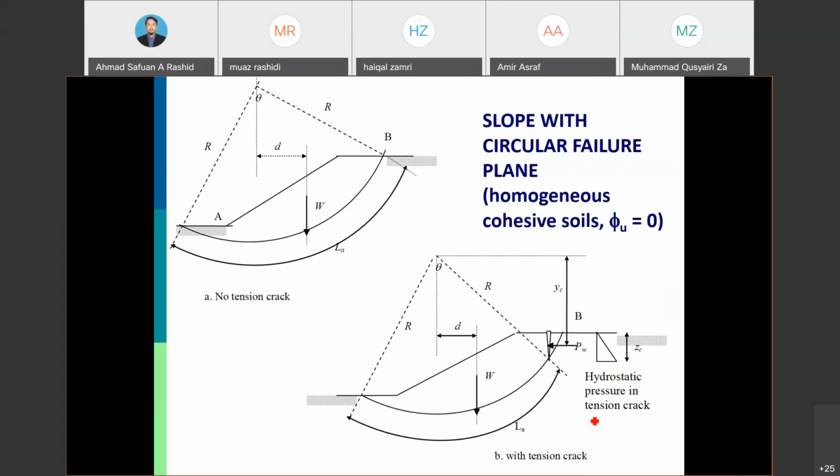If the slope has a tension crack, the length for the failure will be reduced. Normally the length for the failure will begin at the bottom of the tension crack area. So kalau case yang ni kita akan ambil from the top to the toe, but for this case, we start at the bottom of the tension crack to the toe of the slope.